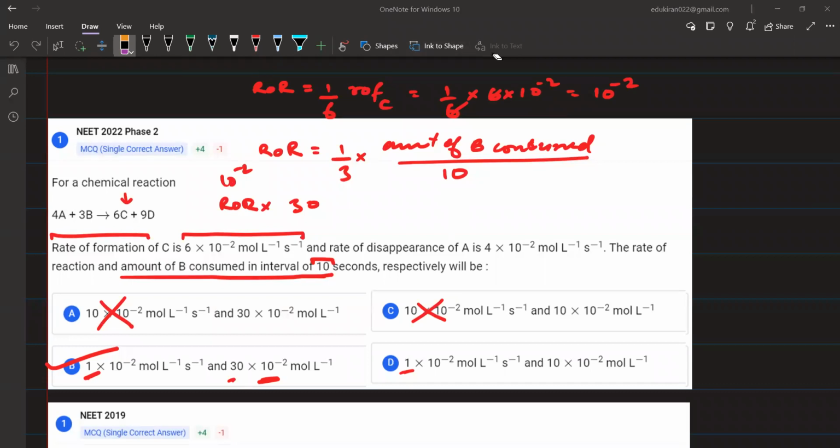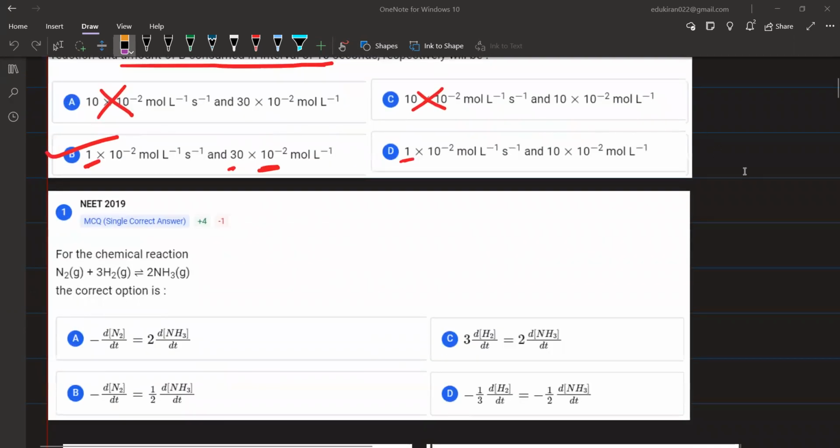Just give me a minute, guys. Is it clear, everyone? Yes or no? Please tell me. Yes, sir. Clear? Yes, sir. Okay, fine. चलो, very similar question.